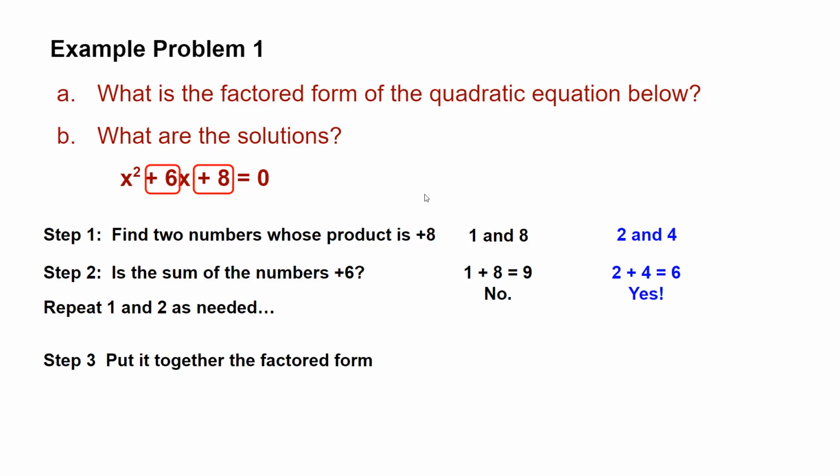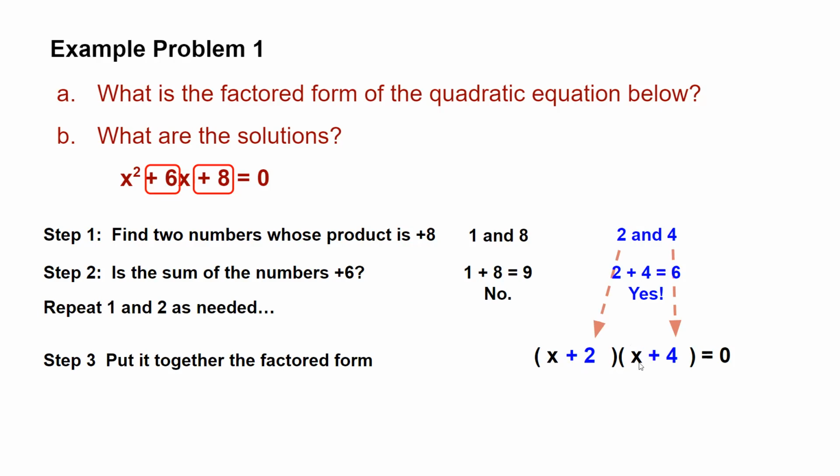It's time to put them together into the factored form. Our factored form is going to look like this. It's going to be an x in parentheses, another x in parentheses. We just have to fill in the two numbers that we're looking for. Positive 2 and positive 4. We set that equal to 0, and this is our factored form.